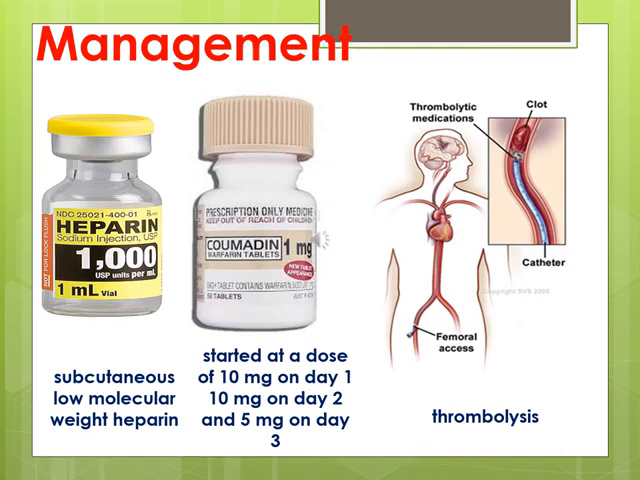In the management of a patient with deep vein thrombosis, we start IV heparin or Clexane, which is the low molecular weight subcutaneous heparin. After that, we start warfarin at a dose of 10 milligrams on day 1, 10 milligrams on day 2, 5 milligrams on day 3, for 3 to 5 days. Then you stop the heparin and continue with the warfarin, or we use a thrombolytic drug.